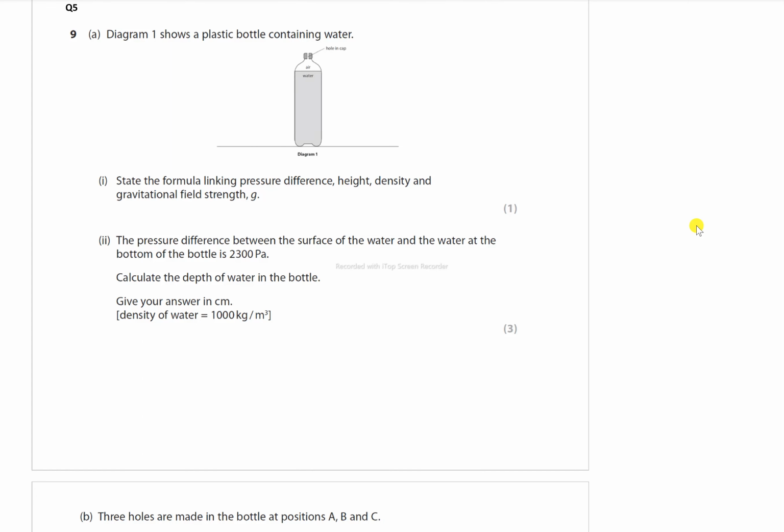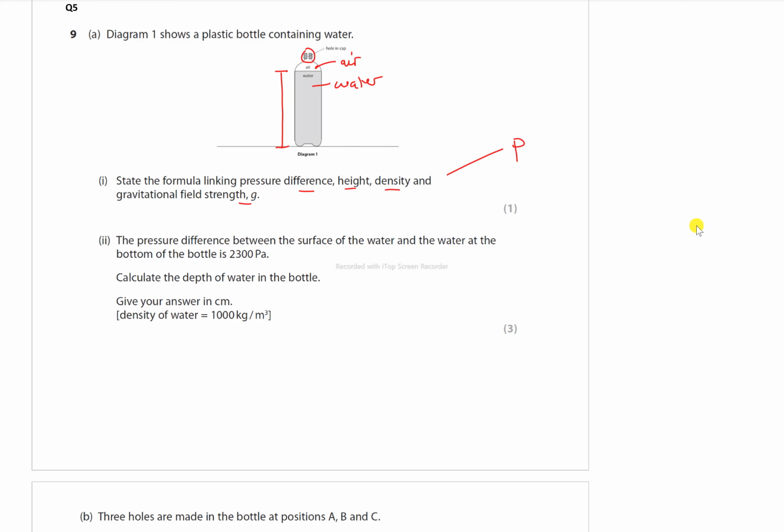Starting on this pressure worksheet. So we've got a bottle here. You've got air up here. You've got water here. There's a height of water. There's a hole here in the cap. Right. So first question, state the formula linking pressure difference, height, density, and gravitational field strength.